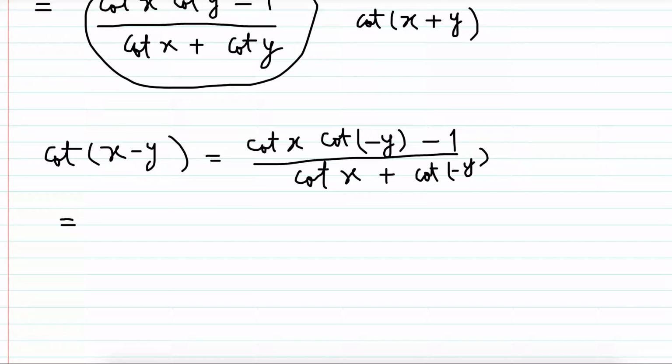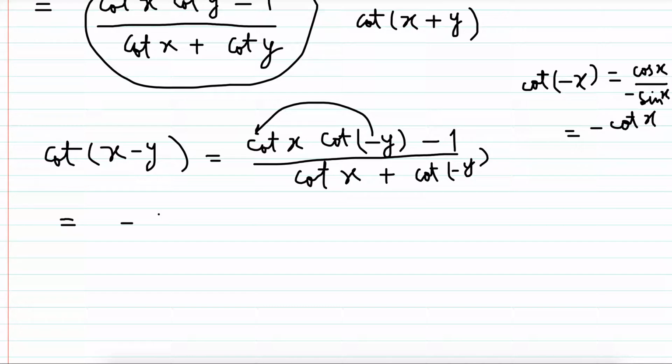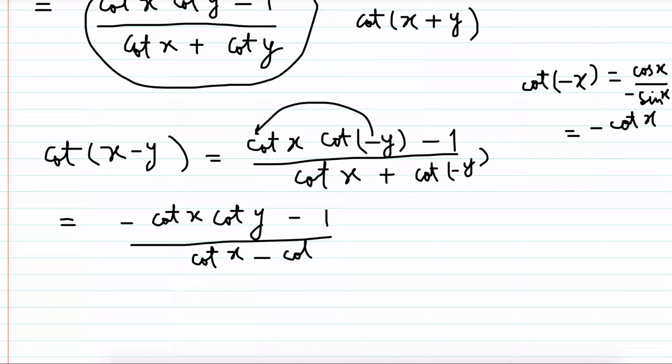So again, cot minus x is cos minus x by sin minus x. So cos minus x will be cos x, sin minus x would be minus sin x. So the complete term will be minus cot x. So cot minus x is minus cot x. So this minus term I can keep outside. Minus cot x cot y minus 1 divided by cot x minus cot y.